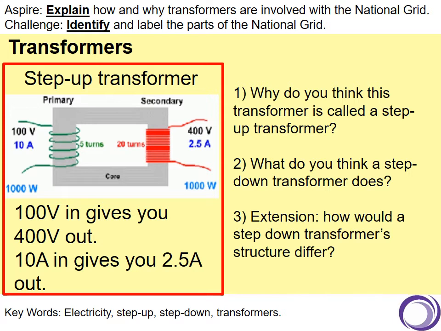And the extension question, how would a step-down transformer's structure differ? Well, if on the diagram you look at the green wire and you count how many turns or coils there are, in the primary coil there are 5 turns, and in the secondary coil there are 20 turns, and that's a step-up transformer. So in a step-down transformer, it would be the reverse. There would be more turns in the primary coil and fewer turns in the secondary coil.